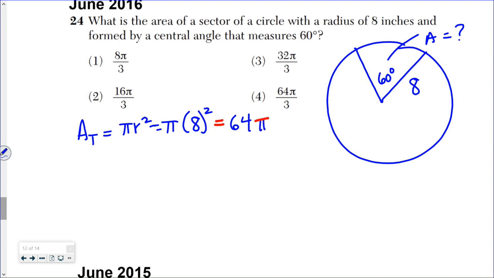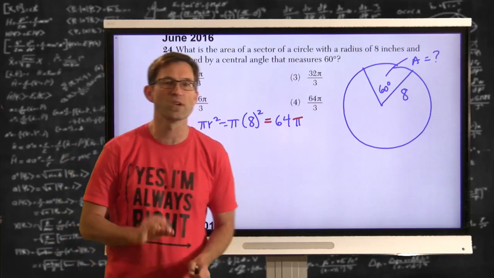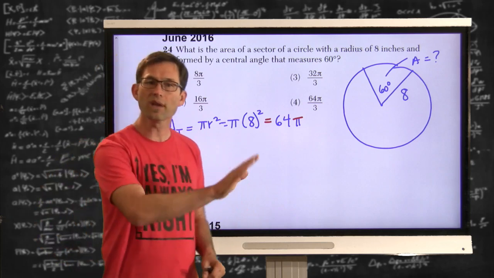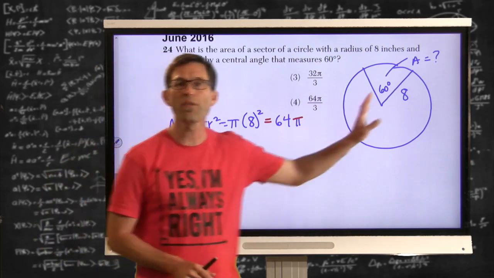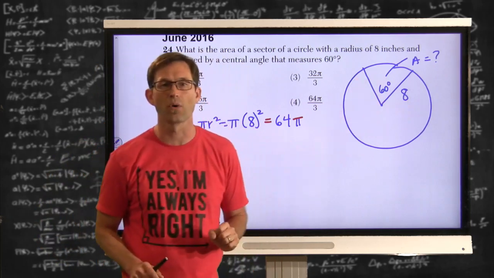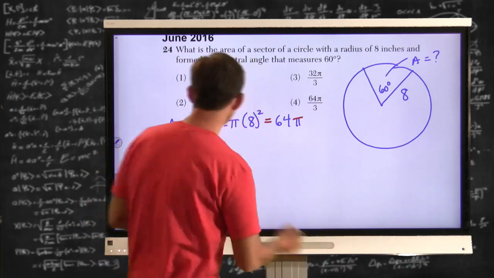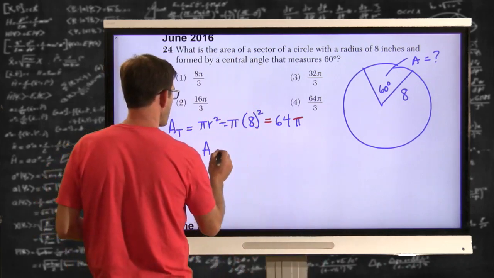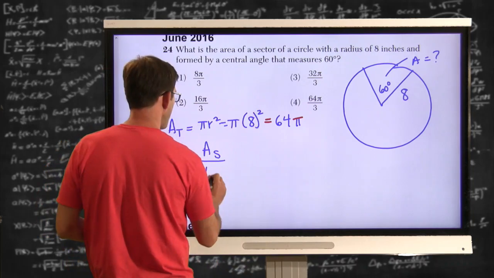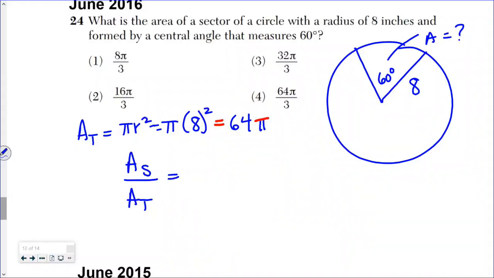That's the area of the entire circle, with a little red thrown in just for pizzazz. So the area of the entire circle is 64 pi. I want to know the area of that slice of the circle. Well, it's very simple. I can do some proportional reasoning. I can say the area of the sector divided by the area total is equal to the central angle of the sector, which is 60 degrees, divided by the total, 360 degrees.